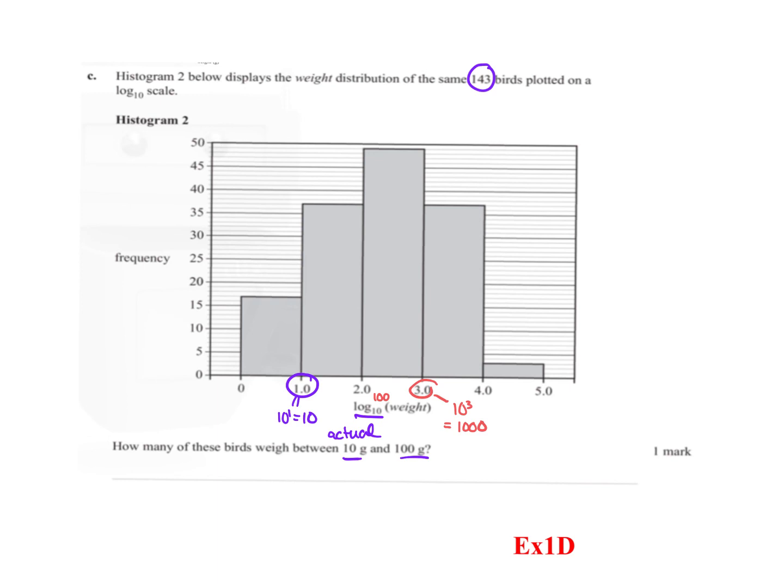So they want who is between 10 and 100. So that's this category. So how many is that? What is it, 37? Yeah? I've read that off. Just change, when you get these log scales, change the number underneath to the actual number and then answer the questions. You'll be fine.